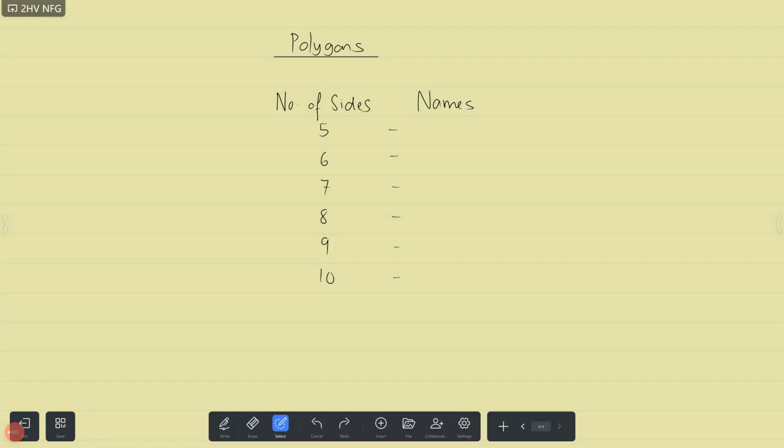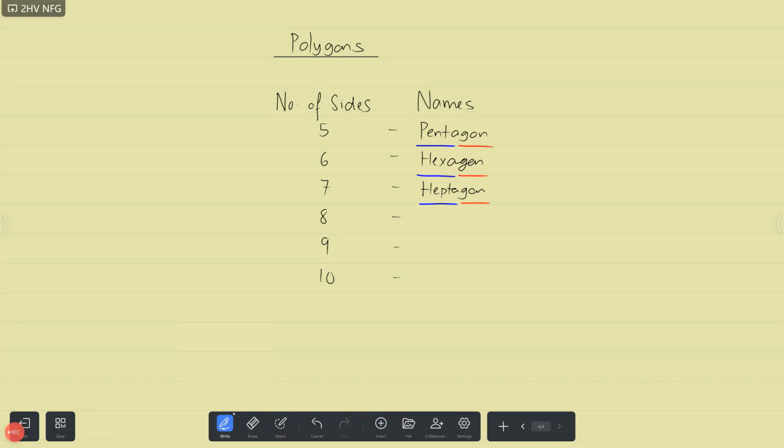So let's begin. A five-sided polygon is called a pentagon. A six-sided figure is called a hexagon. A seven-sided figure is called a heptagon. At this stage, you should be able to see that all the names end with gon, G-O-N. So your job is to remember the first part of these names, such as penta, hexa, hepta.